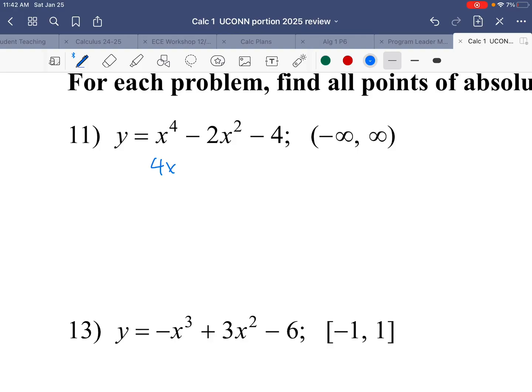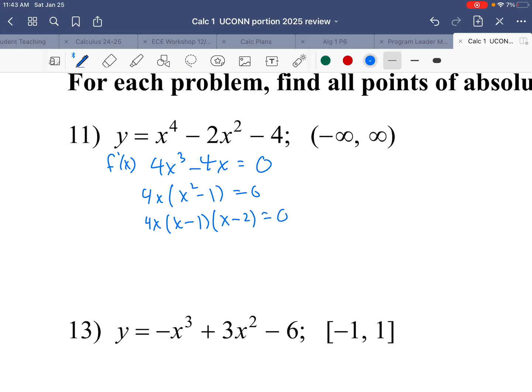I get 4x cubed minus 4x. If this is my derivative, I set this equal to 0. Again, I can factor out the 4x. I get x squared minus 1 equals 0. This is going to look like 4x times x minus 1 times x plus 1. So I'll get x equals 0, x equals positive 1, x equals negative 1.